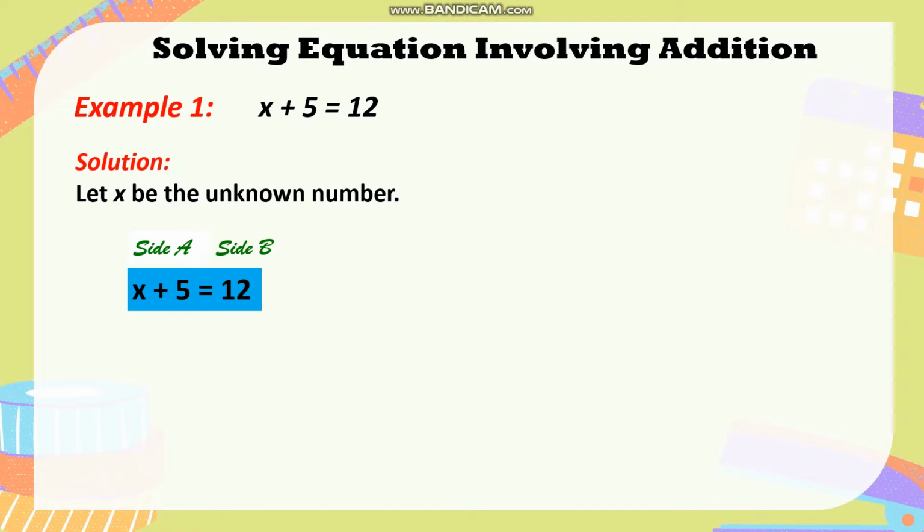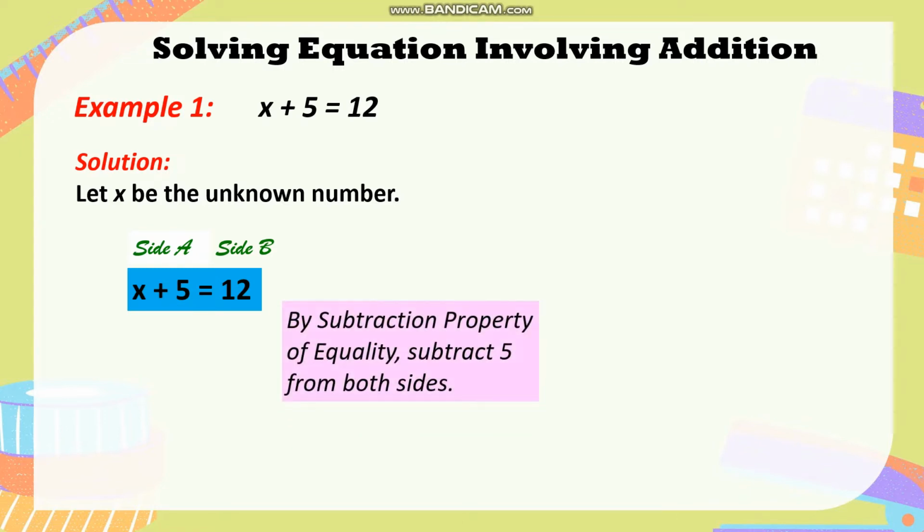Kapag sinabi nating undo, kukunin natin ang inverse operation ng plus 5 kaya magiging minus 5. By subtraction property of equality, subtract 5 from both sides. Sa balancing method, kung ano ang ginawa natin sa side A, ganun din ang gagawin sa side B. Kaya, tatandaan natin yung balance scale.